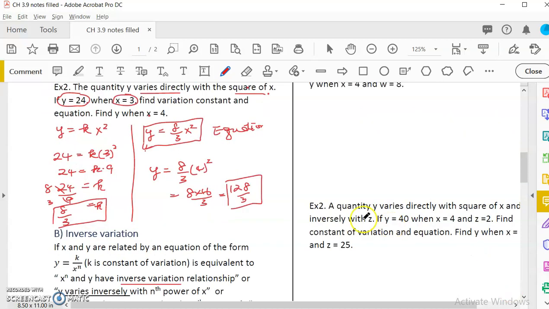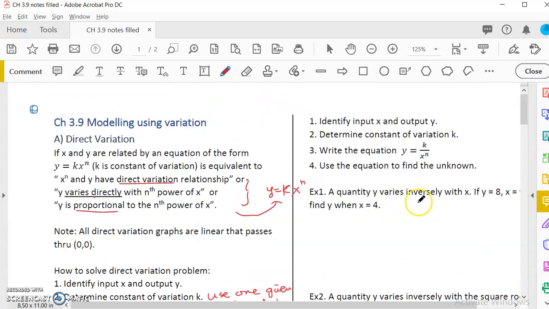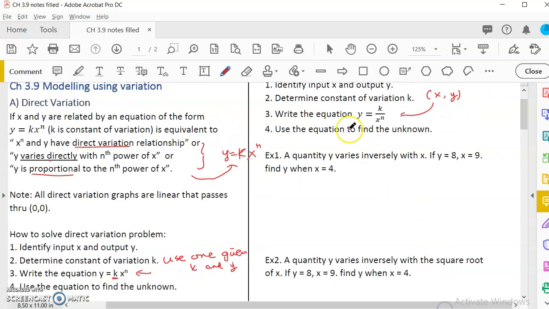So how do I solve this? You would write a basic equation, y equals k over x to the n, and then use one pair of x and y, plug it in here to solve for the variation constant, and then use the equation to find the unknown. So very similar to direct variation, except your basic equation is y equals k over x to the n.